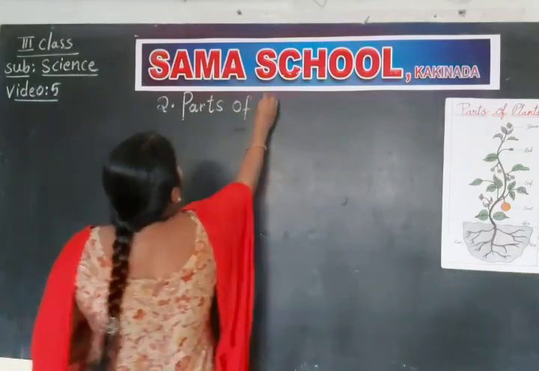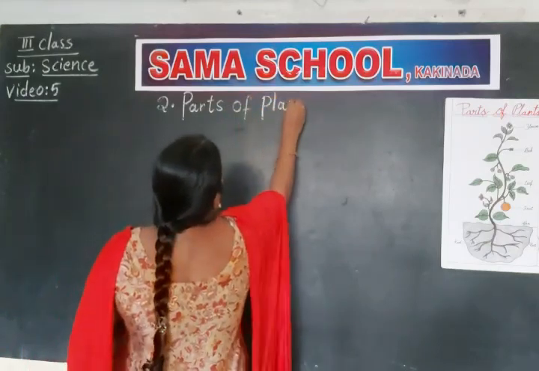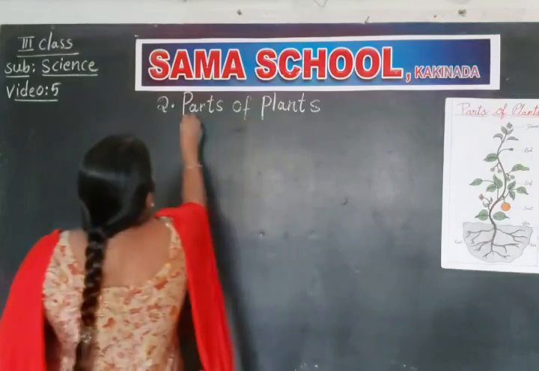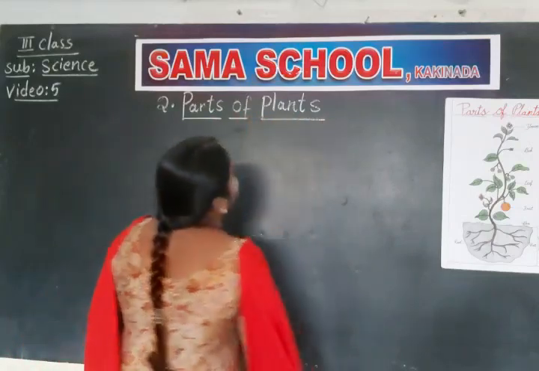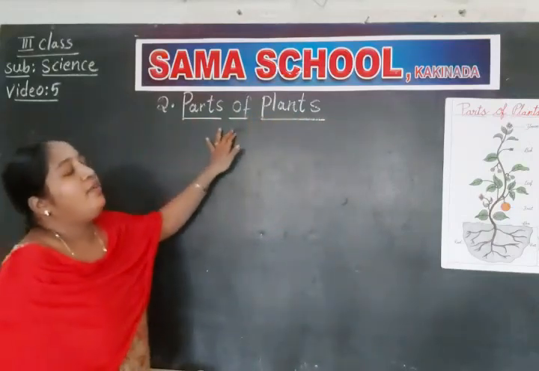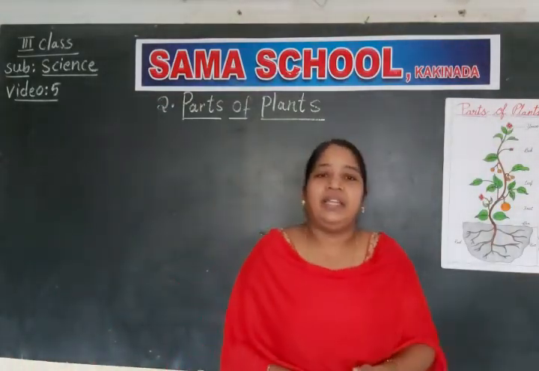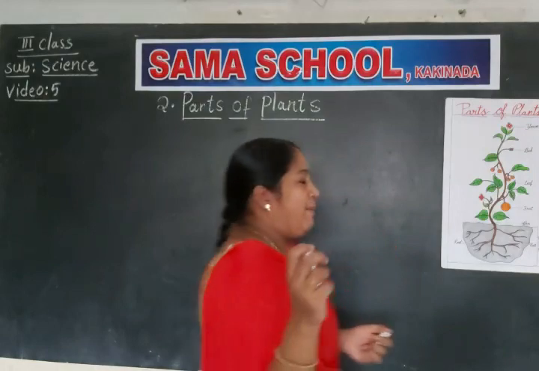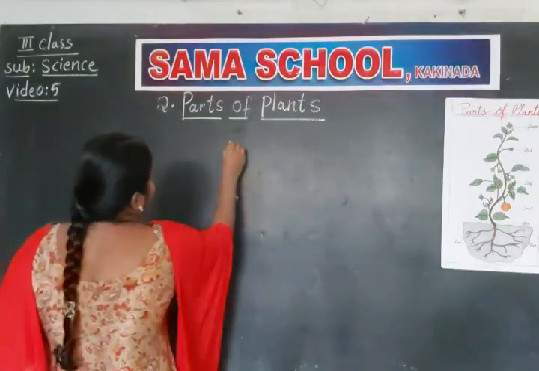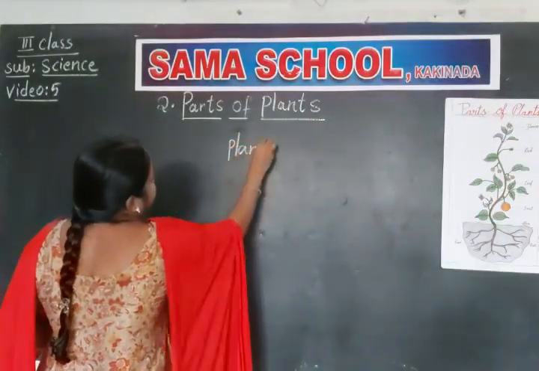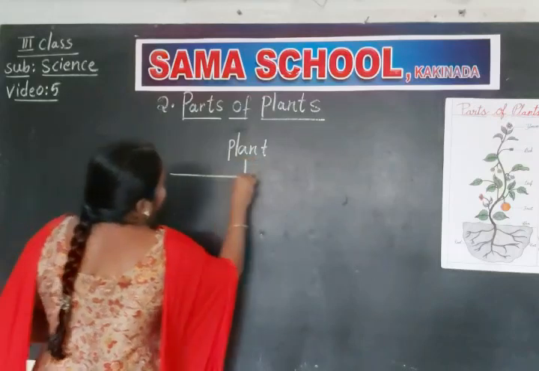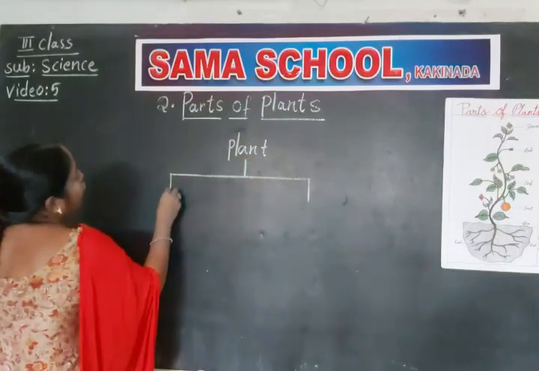Parts of plants. What is the name of the lesson, children? Parts of plants. If you see a plant, the plant is mainly divided into two parts. A plant is mainly divided into how many parts, children? Two parts. A plant is mainly divided into two parts.